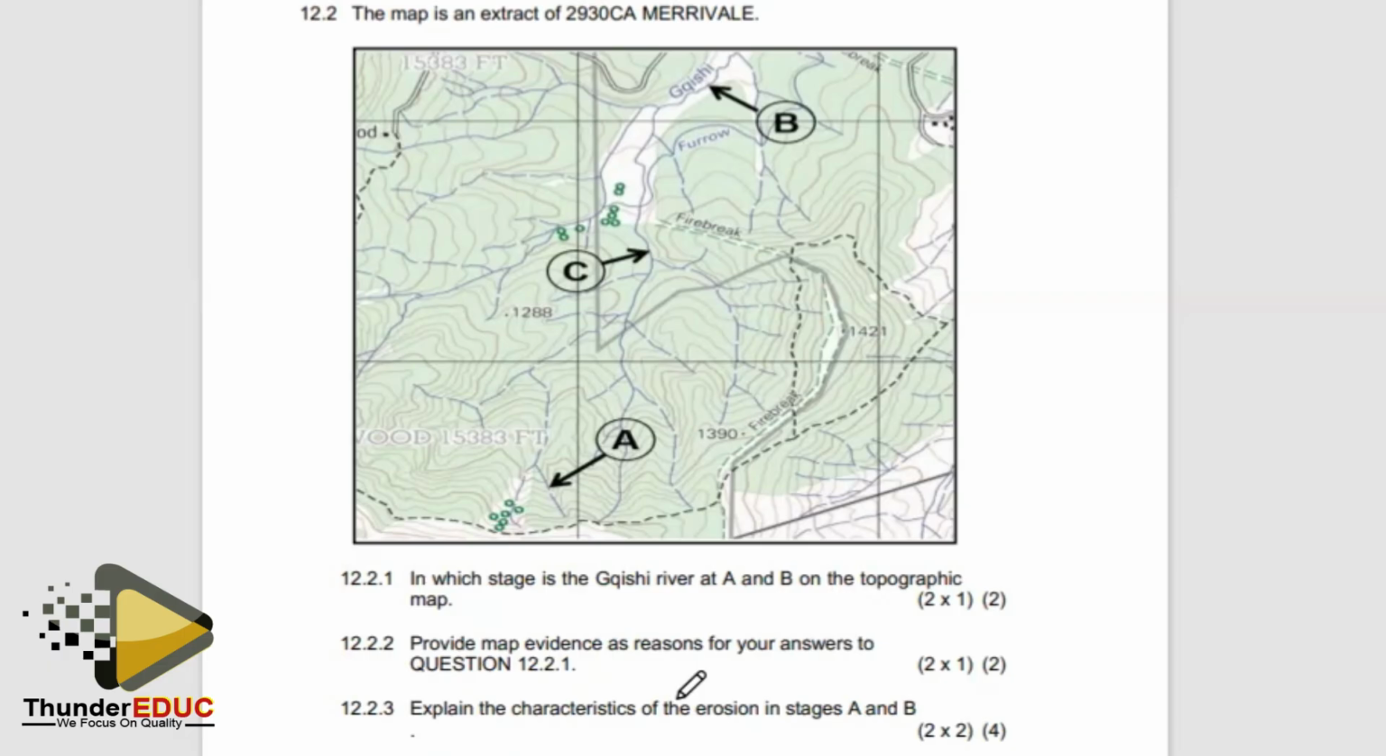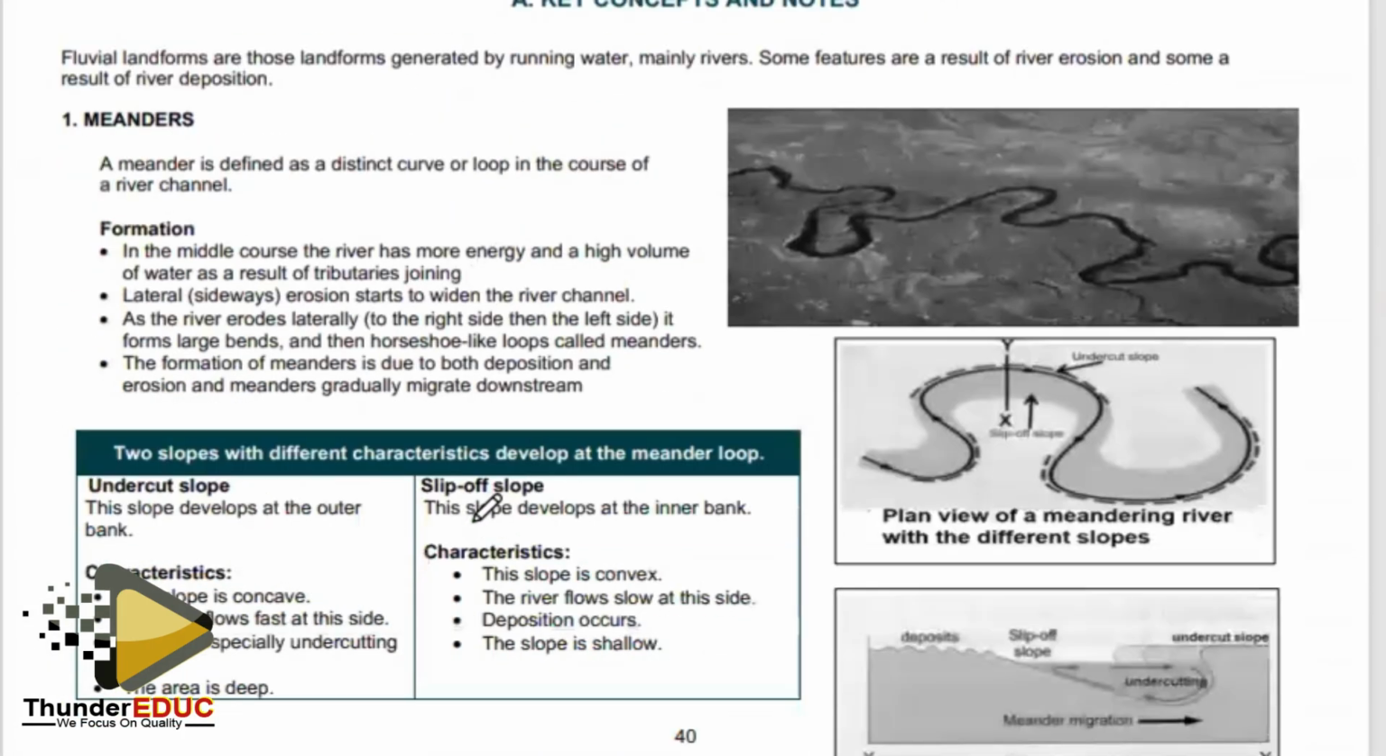So those are typical questions that you can get when you are relating geomorphology to mapwork. Know the stage of development of a river at a particular given section. Be able to use the evidence to figure out which stage of development the river has reached on that particular part. Right, we'll move on to the next aspect.